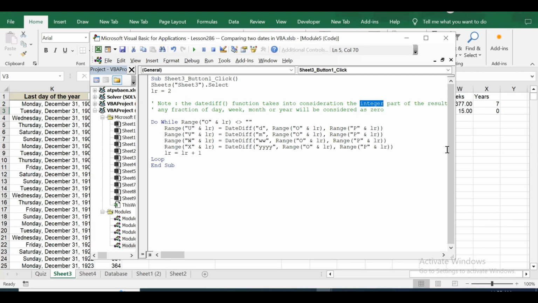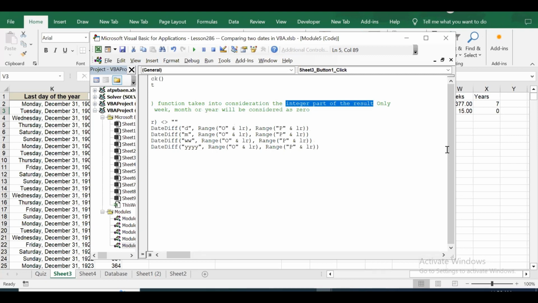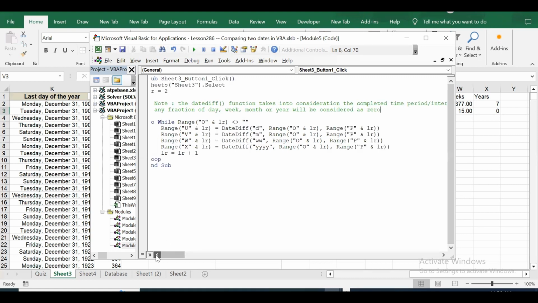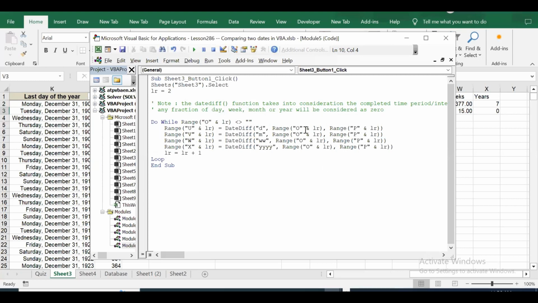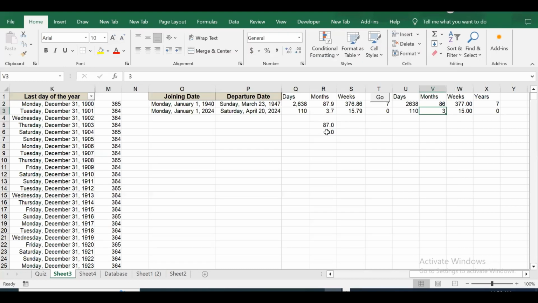It takes into consideration the completed time periods or intervals only, right? So this is the thing which we have understood in this exercise: we understood the difference between integer and the difference of rounding up.